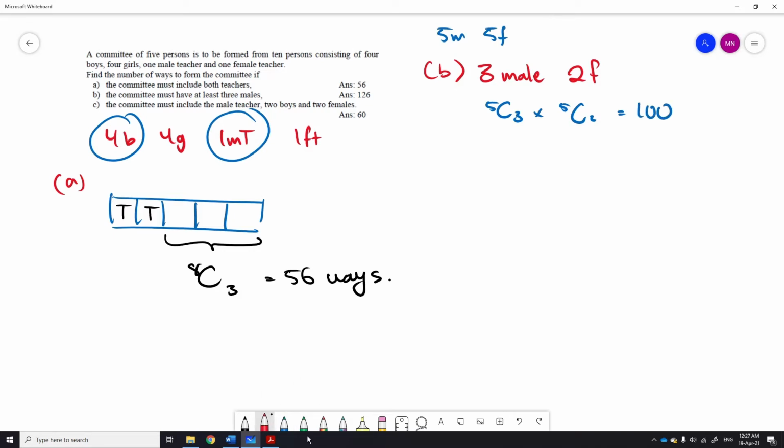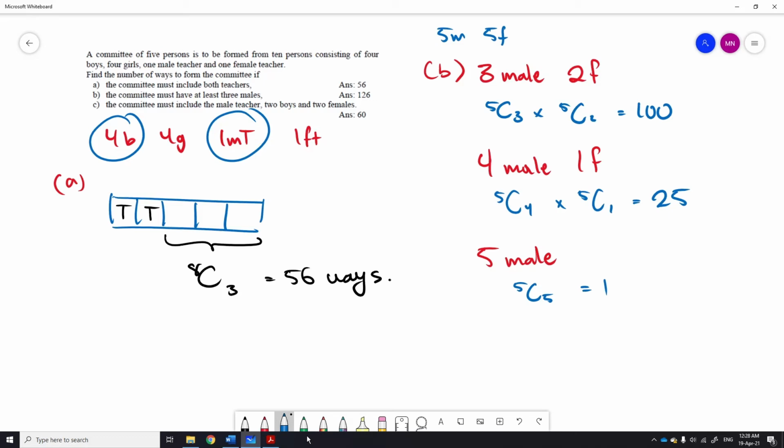Okay, but the condition mentions that it must have at least 3 males. So there could also be 4 males and 1 female. For that one, 5C4 multiplied by 5C1, which is equal to 25. And we could also have all of the committee members being male. So for 5 males, that will be 5C5, which is equal to 1. So we have a total of 126 ways where the committee must have at least 3 males.